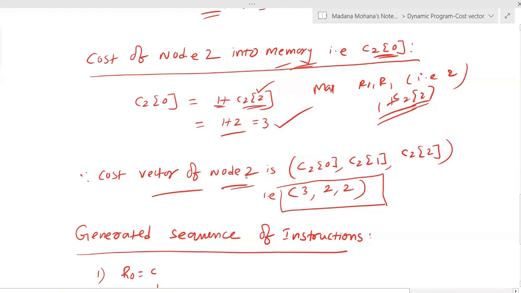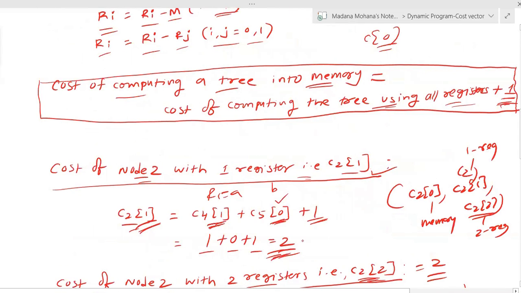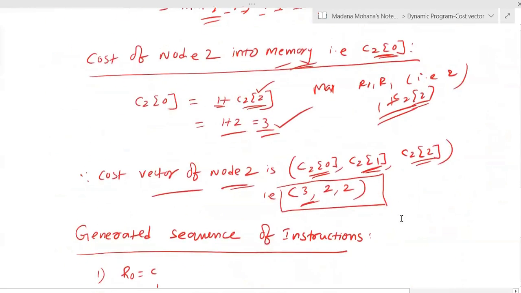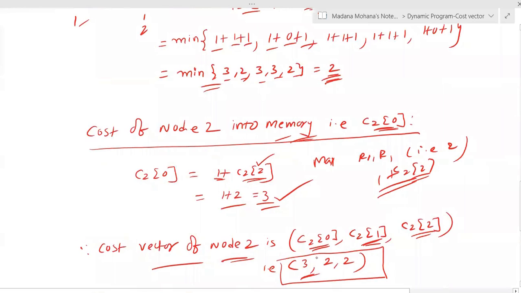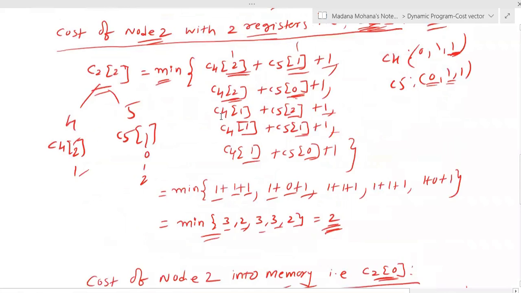Therefore the cost vector for node 2 is now in the order: first the memory cost value C2 of 0, comma, with 1 register cost C2 of 1, comma, with 2 registers cost C2 of 2. In the above we calculated C2 of 0, this one 3, then C2 of 1 with 1 register, initially we obtained the C2 of 1 cost is 2, then C2 of 2 cost is 2. So both are 2. Now here you can see 3, 2, 2 triple, that is for node 2. Similarly, like all other nodes, you can calculate the cost in the similar fashion.